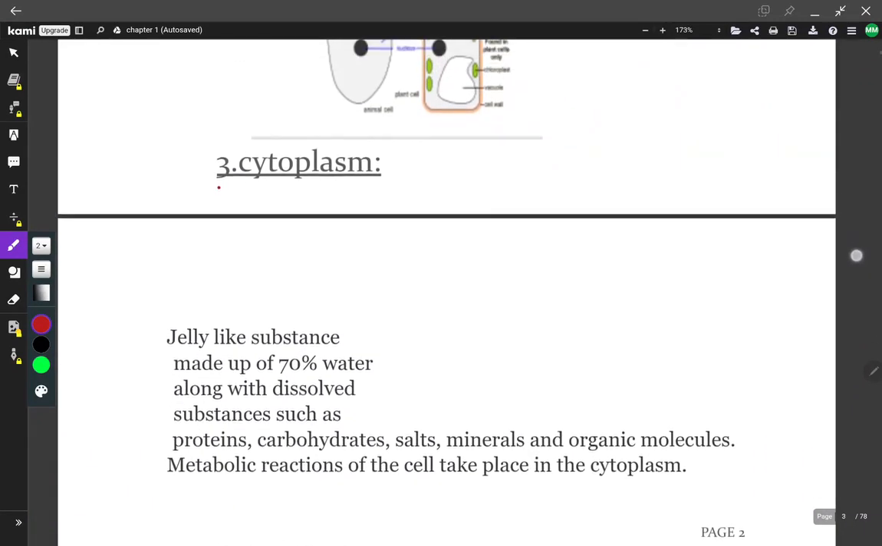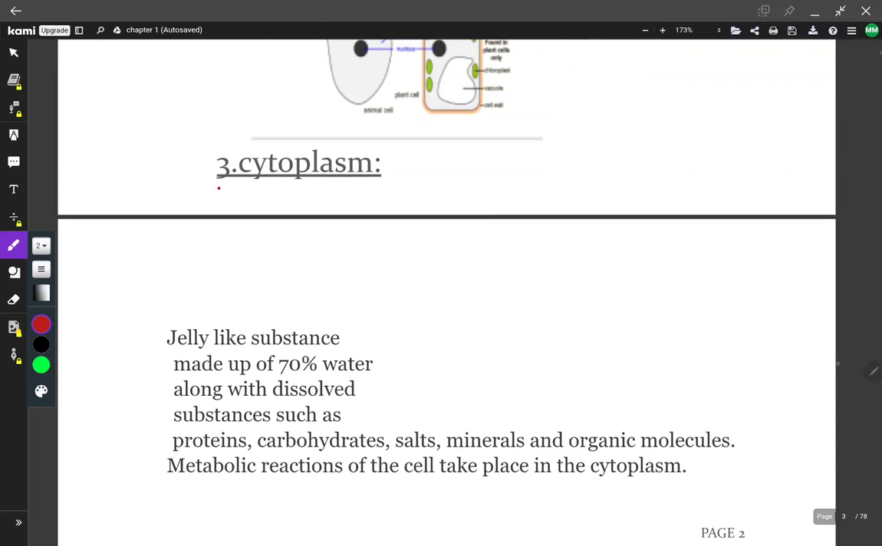The third and last organelle we're going to talk about is the cytoplasm. The cytoplasm is a jelly-like substance which is made up of 70% water, along with dissolved substances like proteins, carbohydrates, salts, minerals, and organic molecules, and the metabolic reactions of the cell take place in the cytoplasm.